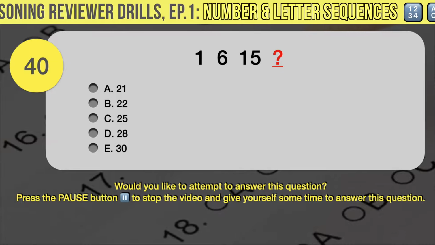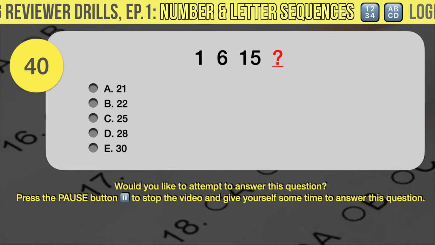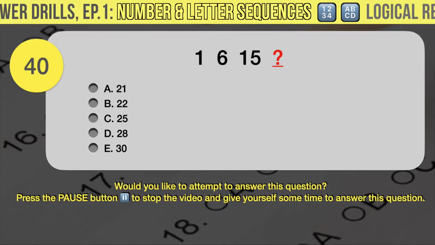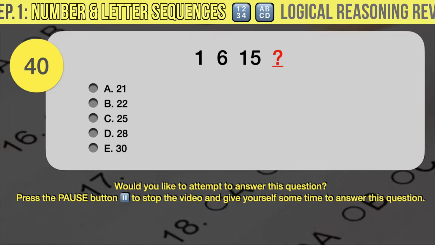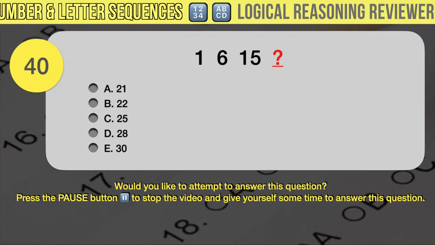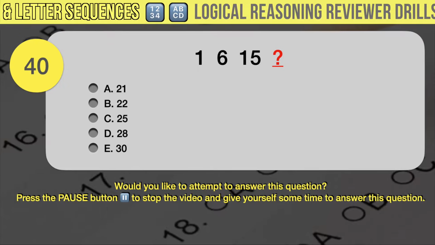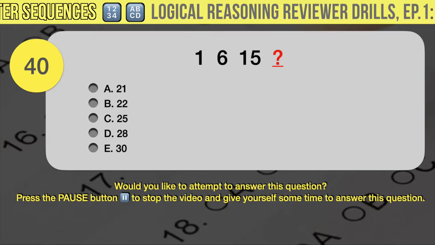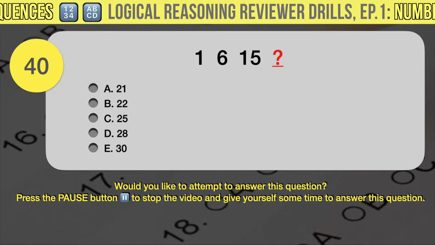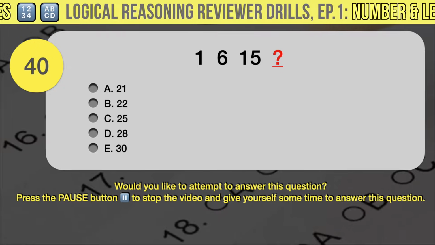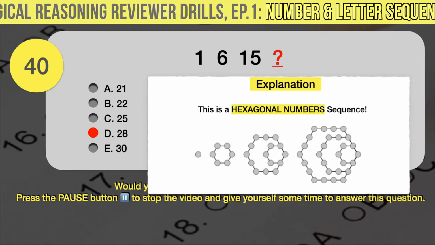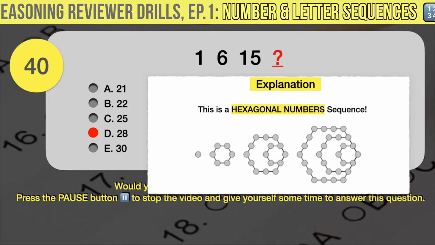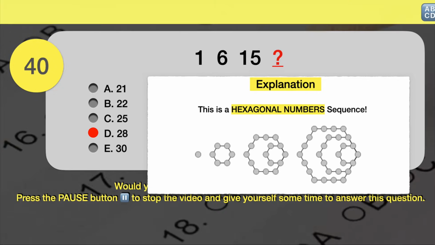Drill question number 40. Which number comes next in the following sequence? 1, 6, 15. Your answer choices are A. 21, B. 22, C. 25, D. 28, E. 30. The correct answer is D. 28. This is a special mathematical sequence known as a hexagonal numbers sequence. Pictorially, the hexagonal numbers can be represented as shown.